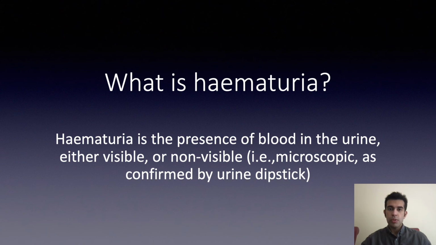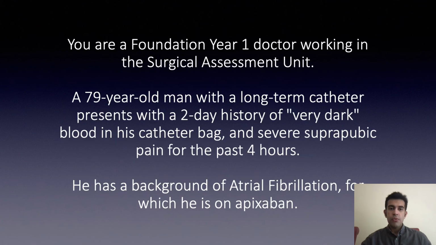So let's have a look at a common scenario that you might be called to see as a junior doctor. You are a Foundation Year 1 doctor working in the Surgical Assessment Unit. A 79-year-old man with a long-term catheter presents with a 2-day history of very dark blood in his catheter bag and severe suprapubic pain for the last 4 hours. He has a background of atrial fibrillation for which he is on apixaban. We're going to discuss the causes, the emergency management that you might do in this scenario, and the general overview of how you might follow up this patient.